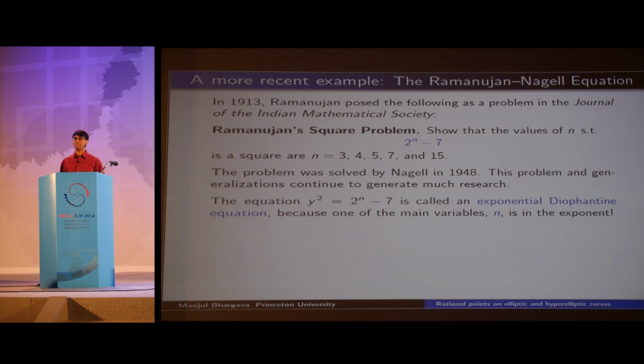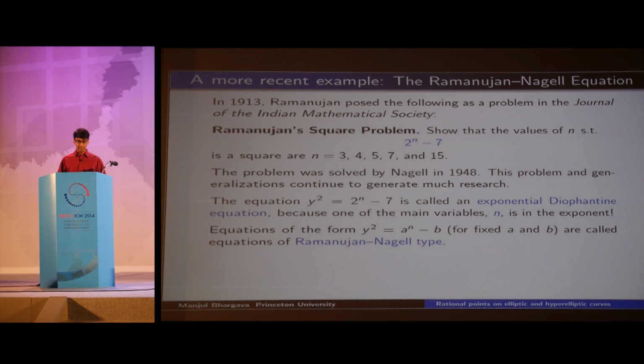And that can complicate things when your variables are in the exponents. So equations of this form, y squared equals a to the n minus b, for fixed a and b. If you have constants a and b and you're trying to solve y squared equals a to the n minus b for integers y and n, these are called equations of Ramanujan-Nagel type.